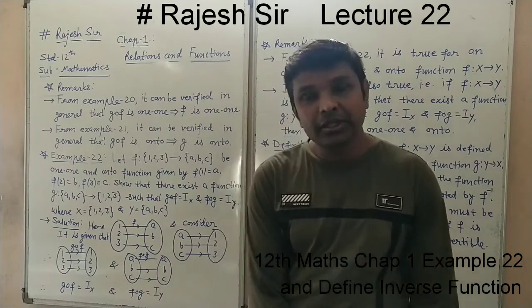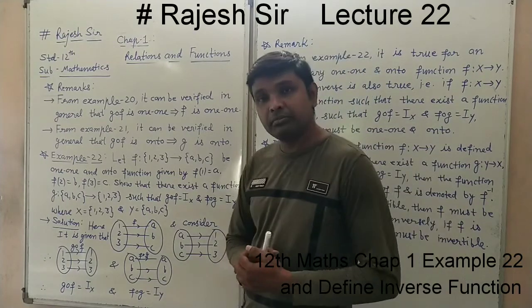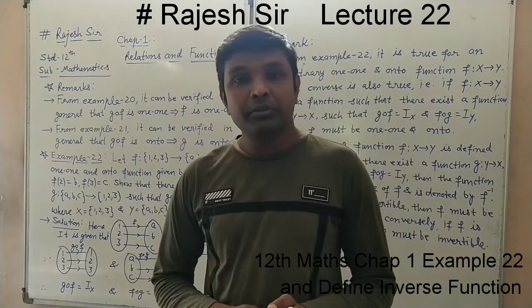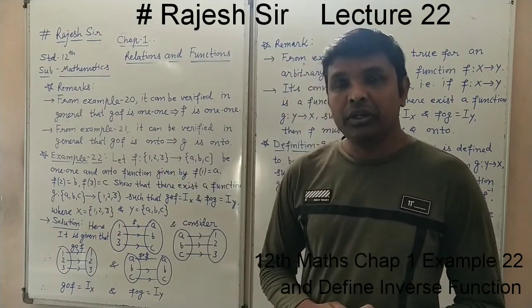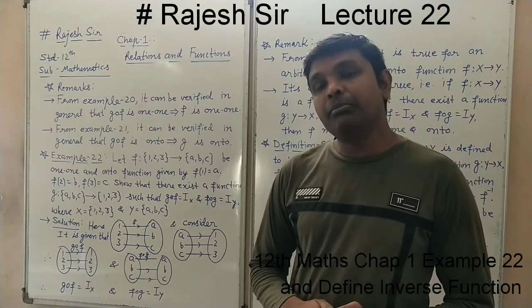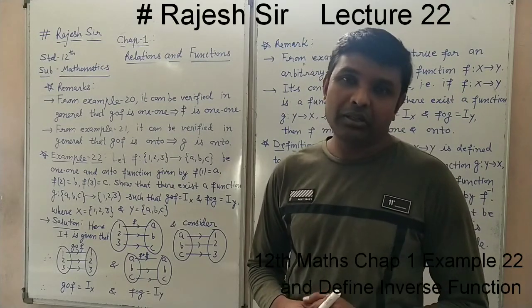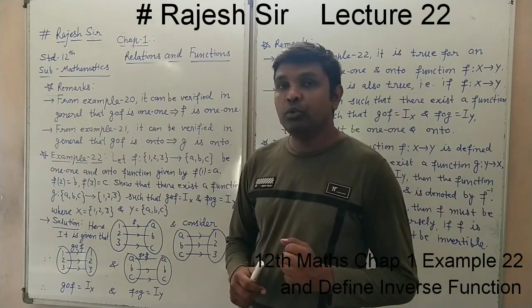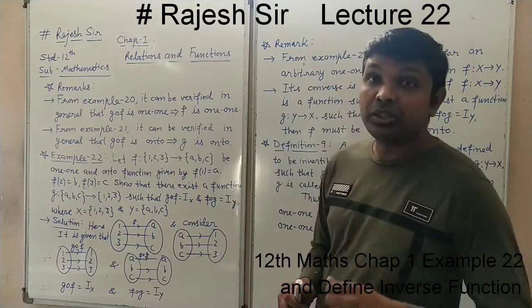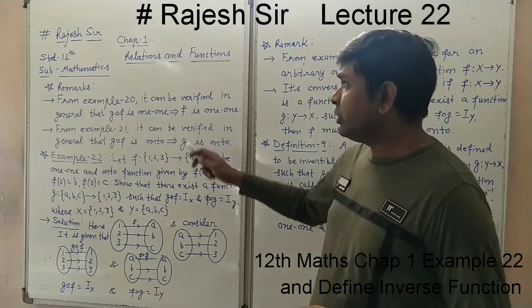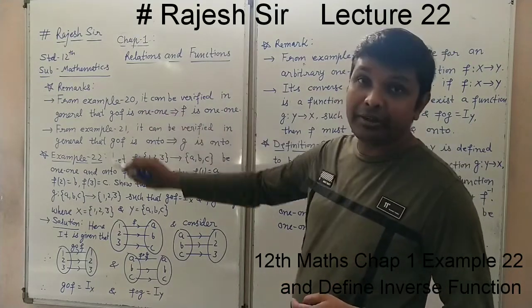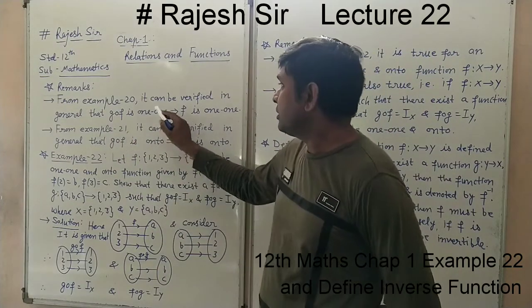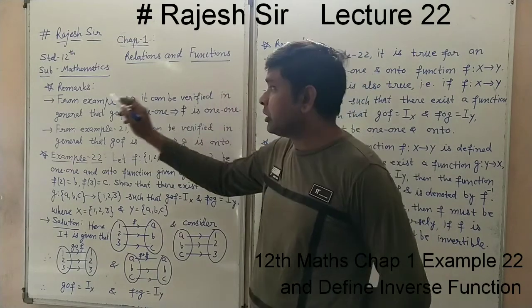In the last lecture we have seen examples 20 and 21, and in that we have seen that if the function GOF is 1-1, that implies f is 1-1, and if the function GOF is onto, this implies g is onto. That we have to write here as a remark, and we have to remember from example 20, and it can be verified in general also.